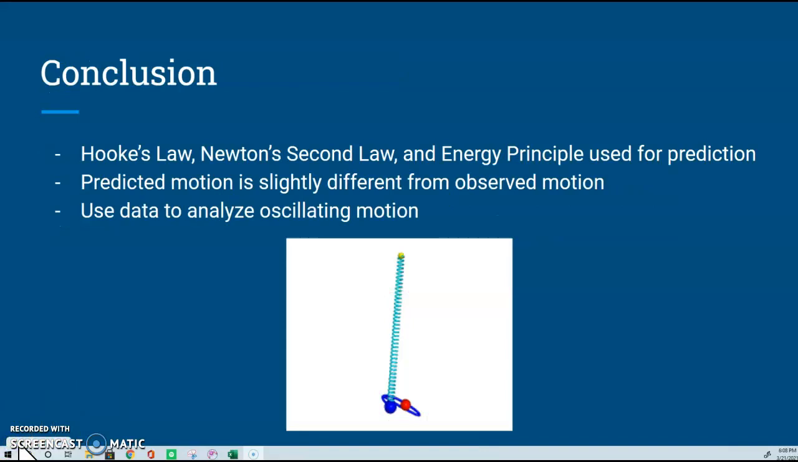In conclusion, I was able to use Hooke's law, Newton's second law, and the energy principle for this lab. The predicted motion is slightly different from the observed motion due to drag, friction, and human error. This can be seen through the different Tracker and GlowScript data. This concludes my video lab report.